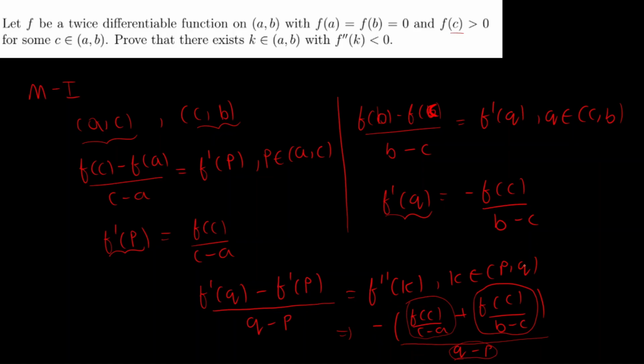This will mean that f''(k) is less than 0, where k belongs from p to q, where p and q lie in between a and b. So therefore we can say that k will lie in between a and b. Now method 2 is interesting.